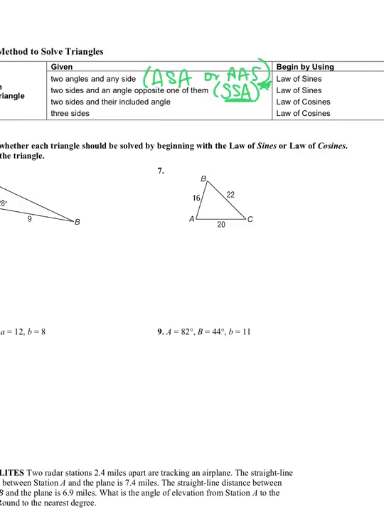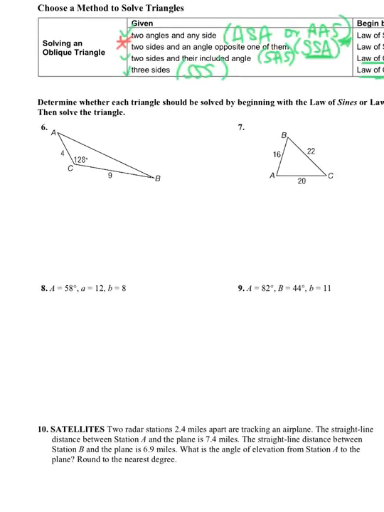The next one, if you have two sides and their included angle, a SAS, you want to start off by using the law of cosines. Or if you have all three sides, an SSS situation, you also want to start off using the law of cosines. Again, for these three situations you're going to get one solution, but for the SSA situation, you want to be a little more careful because you can have 0, 1, or 2 solutions. All right, let's try it.